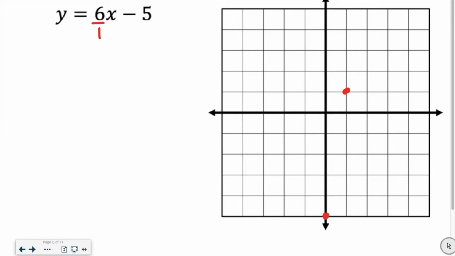We just need 2 points to make a line. So you're just going to go all the way down. That one was really bad. Let's see if I can do that again.